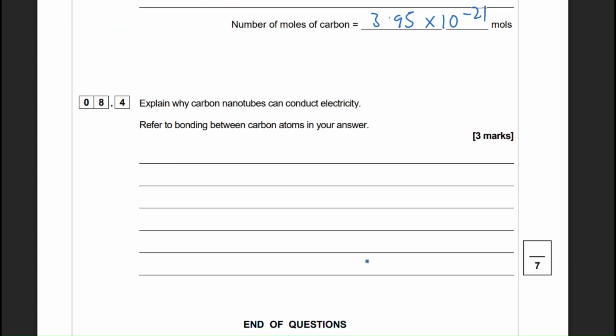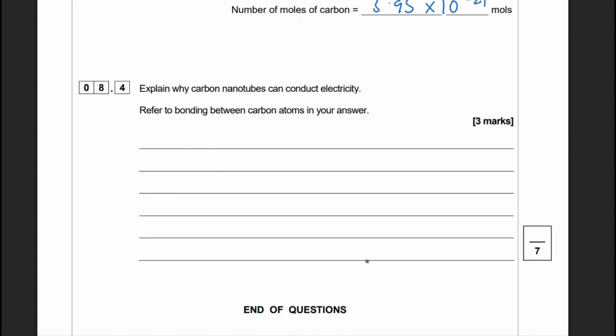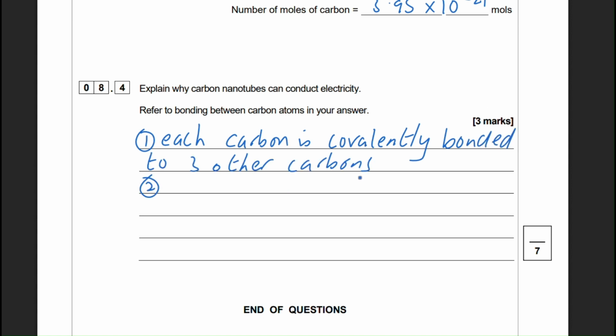Now question 8.4 is 3 marks. Explain why carbon nanotubes can conduct electricity. Refer to bonding between carbon atoms in your answer. So point 1, I'm just going to describe the bonding in the carbon. Each carbon is covalently bonded to 3 other carbons. The final electron is not bonded to anything, so it is delocalized.